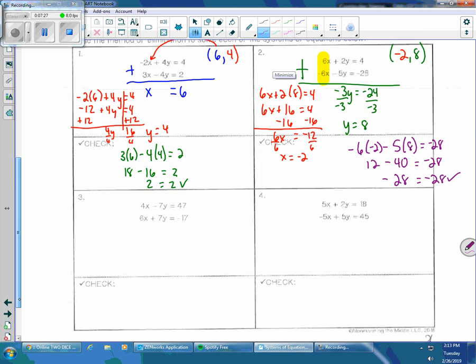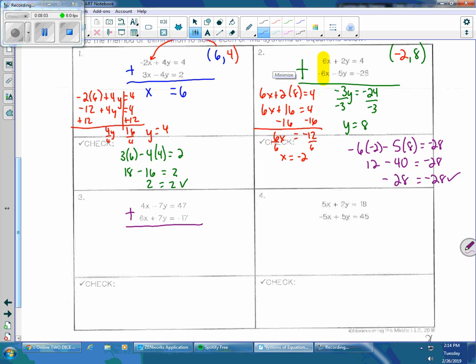Okay. What I'd like you to do right now is see if you can do the elimination piece in number 3. Number 3, again, is set up pretty perfectly. We've got 4x minus 7y equals 47 in the top equation, and 6x plus 7y equals negative 17 in the bottom equation. So you should be able to just add them down. Pause the video, get that part of it done, make sure that you've got that under control, and then unpause the video and continue solving.